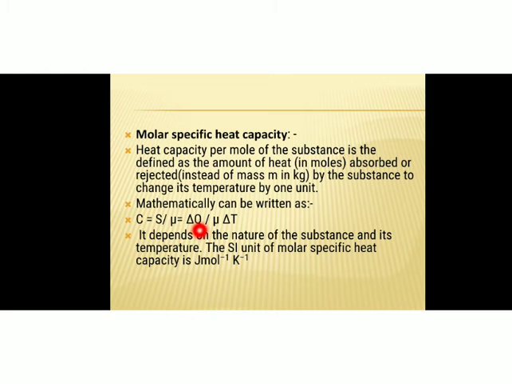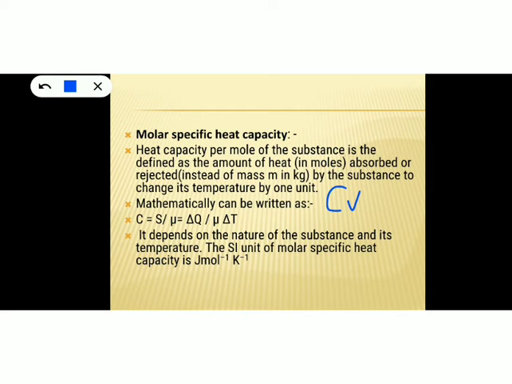The equation to find molar specific heat capacity is C equal to 1 by mu into delta Q by delta T. Here also it depends on the nature of the substance and its temperature. The SI unit of molar specific heat capacity is joule per mole per Kelvin, that is joule mole inverse Kelvin inverse. There are 2 types of molar specific heat capacity. One is molar specific heat capacity at constant volume.